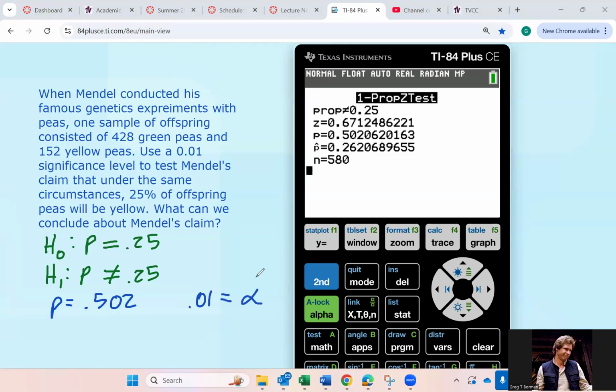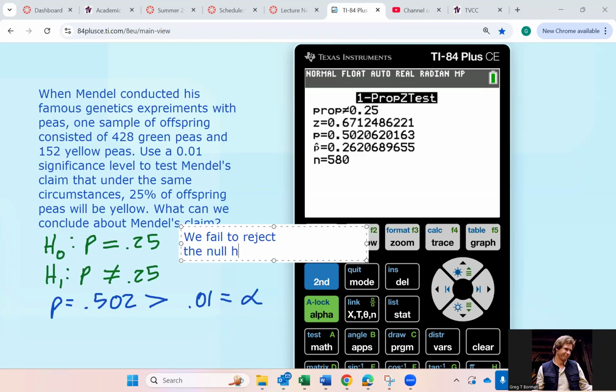So, because our p-value is greater than our alpha, that means our conclusion is going to be H0 rather than H1. And officially, what we're going to say is we fail to reject the null hypothesis, p equals 0.25 or 25%. Okay, so that is our official conclusion.